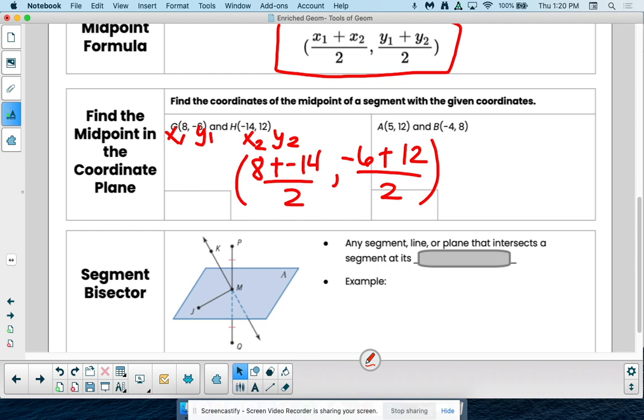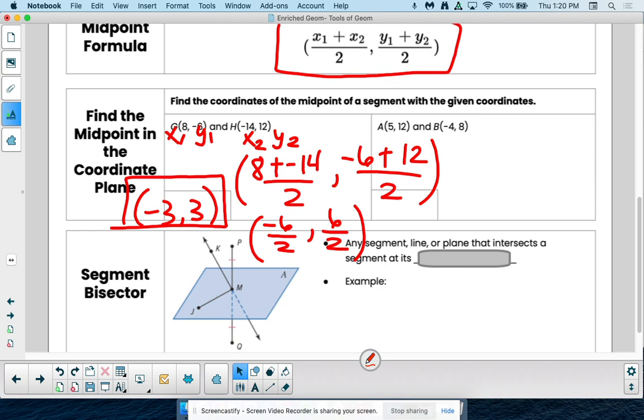Okay, now we've got to simplify. What's 8 plus negative 14? Negative 6 over 2. And then, yep, this would be negative 6 over 2. And your last step is to divide. So what do we end up with? Negative 3, 3. Beautiful. That's our final answer.